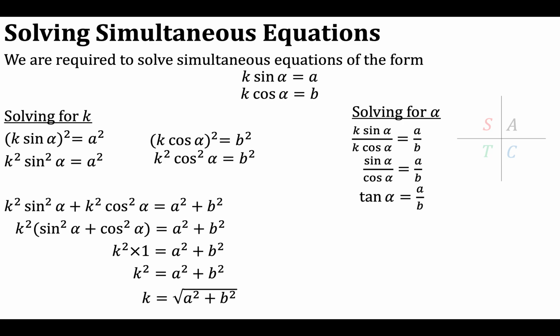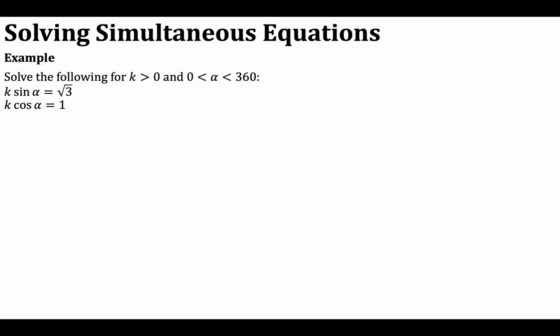to tan alpha. So that means that tan alpha is equal to a over b, and then we're able to solve alpha in terms of inverse tan. So we've seen how we can do this generally. Let's have a look at a specific example.